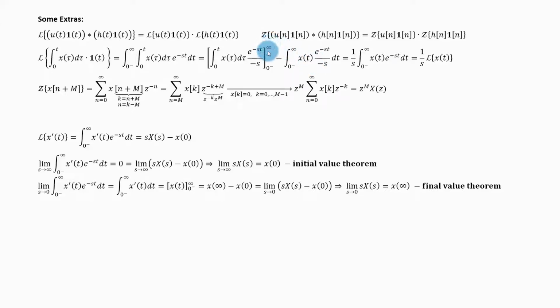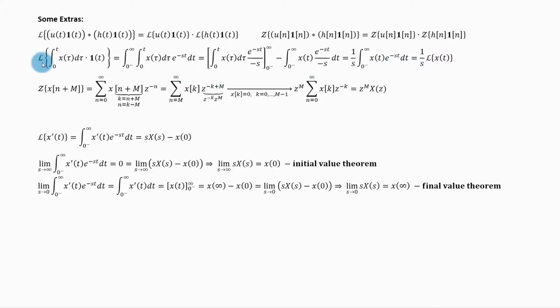Now, when time goes to infinity and the real part of s is positive, this exponential goes to 0, and unless this is some really extreme function, this entire expression will be 0. When time is 0, this integral is 0, so this entire expression is 0. So this expression is 0 for both these limits. In this expression, I can take this minus s in front of the integral, and what I'm left with is this. This is just the Laplace transform of x.